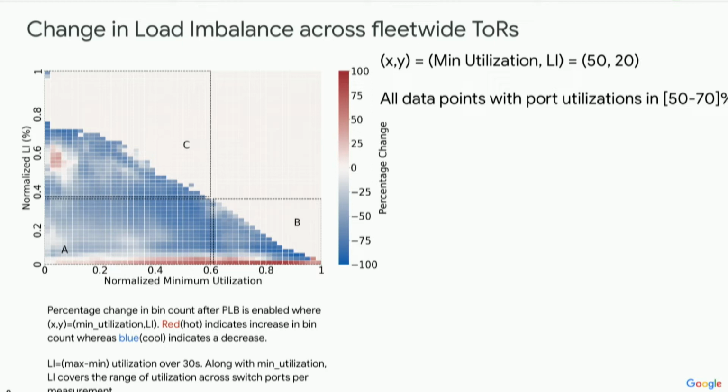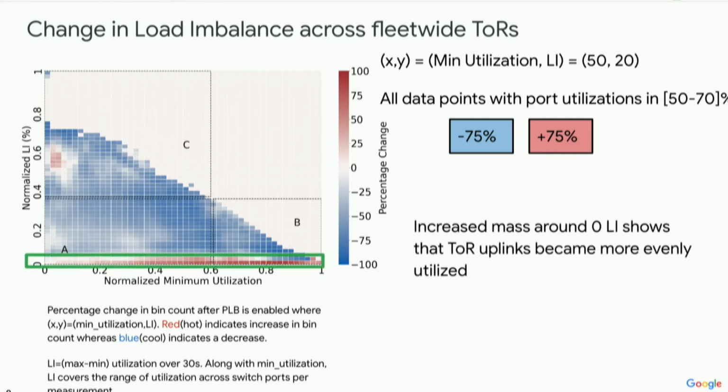This graph shows the percentage change in normalized count for different such bins after PLB is deployed. Decrease is shown by a shade of blue, and increase is shown by a shade of red. The region where we want to be is shown in the green rectangle. We want to be close to 0 LI to have balanced traffic across the ToR uplinks, which is exactly what happens after PLB is deployed. Deep red shade around 0 LI suggests that more mass moved into this region after PLB was deployed. There's a corresponding decrease in mass from regions that have high LI, shown by the blue shade.